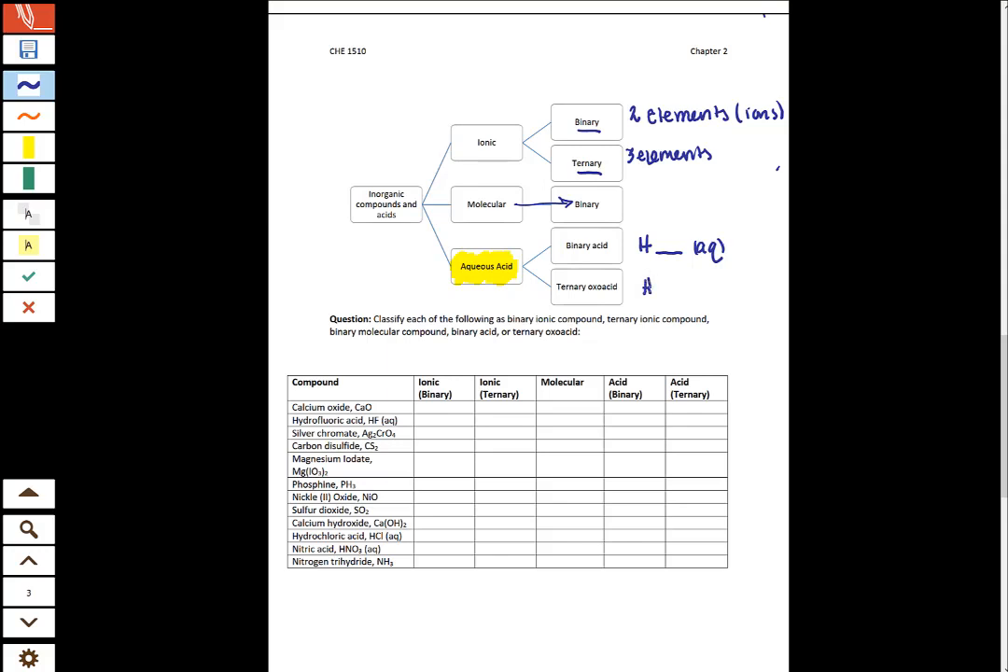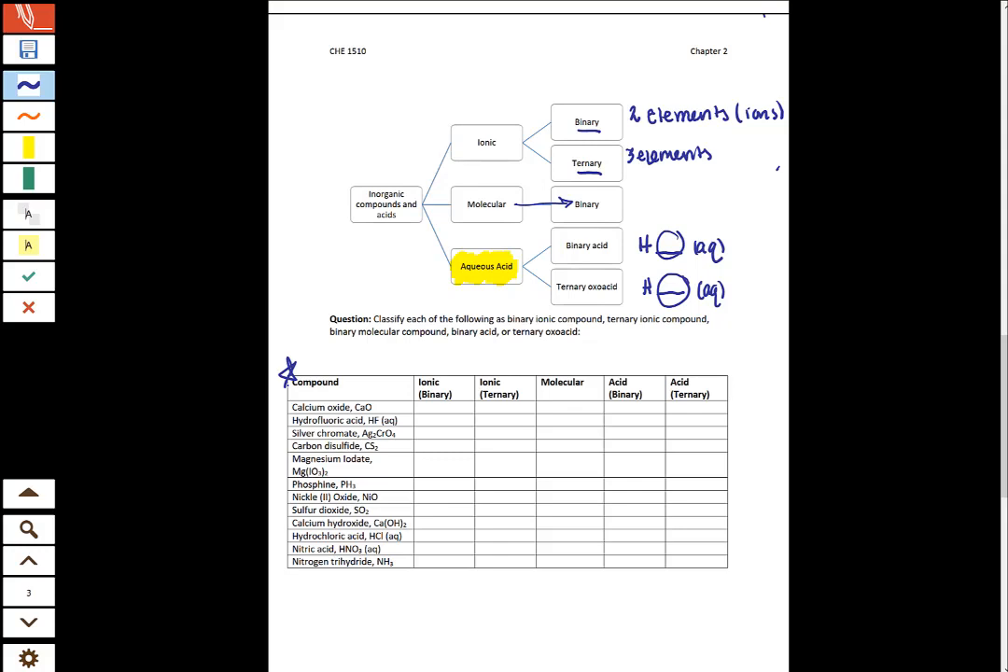Same thing here. You start with H. There's going to be some elements that come after that. You end with AQ. That's going to be your kind of trigger to know that you're talking about an acid. Something that's binary is only going to have the hydrogen and one other thing here. Something that's ternary is going to have the hydrogen and two other elements here. So let's pull out an example of each in this table down here, and then you can practice filling in the rest of the table.